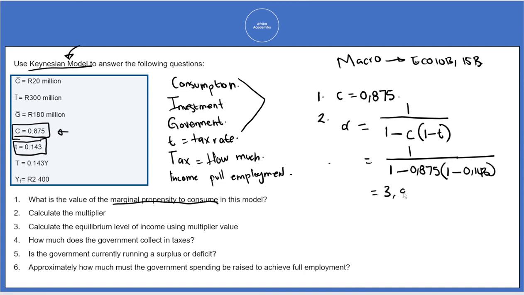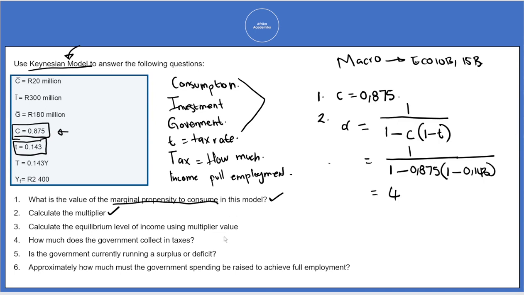Okay, so I got 3.99, which when I round off is 4, right? So you can just write 4, but initially you'll get 3.99. Then after rounding off, you will get a 4. So that is the multiplier. That is how we calculate it. Remember guys, if there is a question, you will ask. Okay, so far we have done the marginal propensity to consume. We've also calculated the multiplier.